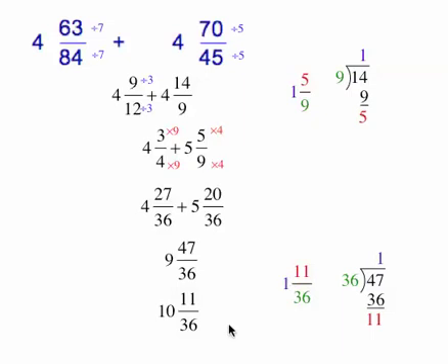Okay, let's review the steps quickly. So the first step was reduce. The second step was find a common denominator. The third step was to write each fraction as an equivalent fraction over that common denominator. The fourth step was to add, and the fifth step was to reduce. All right, so our answer is 10 and 11/36.